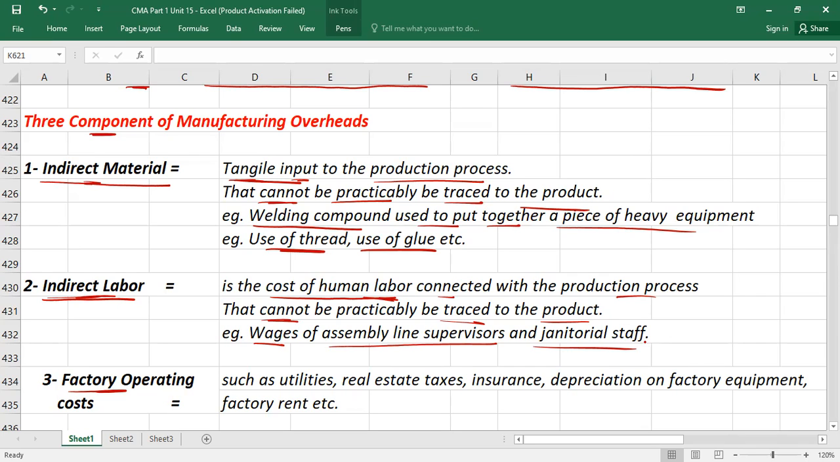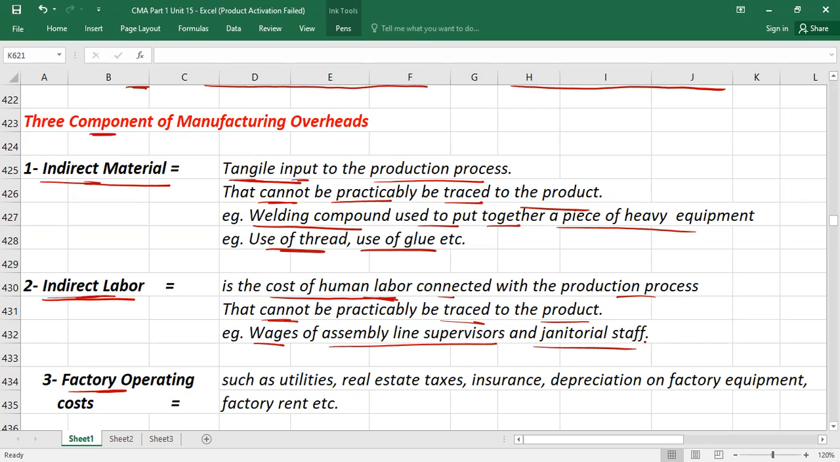Direct labor. But those people like janitorial staff and supervisors, they don't work on the product. A supervisor will just supervise how the people are working. Right? Janitorial staff, they are helping the people. So these people are called what? Indirect labor. So far what I told you, under overheads, we have three categories.